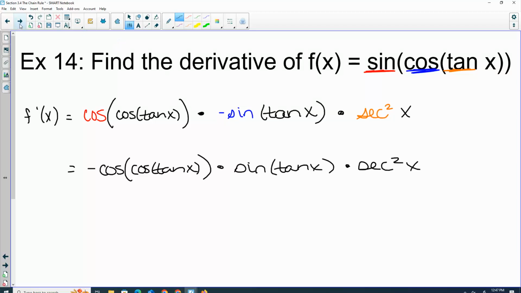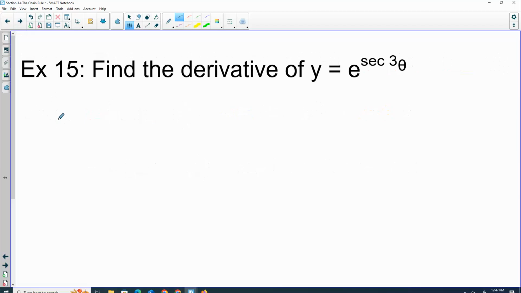I'm probably going to accidentally simplify it where I'm not supposed to. We're going to practice this a lot. This is secant of 3 theta. So, starting on the outside, what's the derivative of e to the power? Still e to the power. That doesn't change.